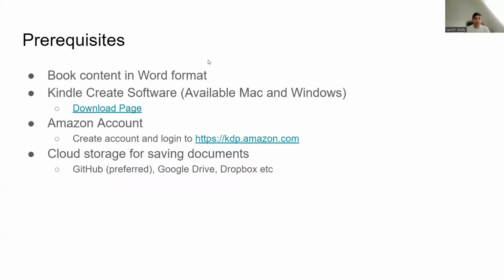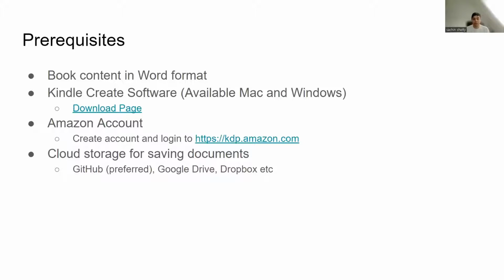What are the prerequisites? You need to have your book content in Word format or in Rich Text Format, that is RTF. You will also need the Kindle Create software. It's available for Mac and for Windows. There's a download page where you can download it for Windows or Mac. Then you need an Amazon account, and you should log in through the link, which is basically Kindle Direct Publishing.